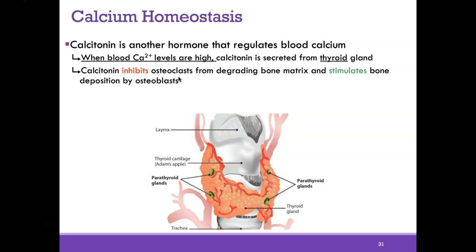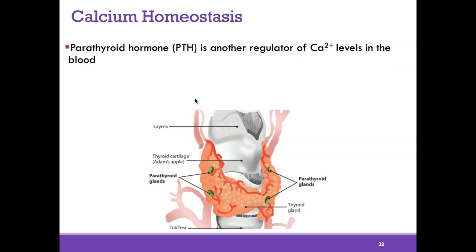So calcitonin will inhibit osteoclasts, making sure they don't degrade any bone matrix, and it will stimulate osteoblasts. So the osteoblasts will start taking the calcium from the blood and putting it into bone. So remember, calcitonin we need when blood calcium levels are too high. Calcitriol we needed when the calcium levels were too low. So these are doing opposite things. And again, calcitonin is released from the thyroid. So we said it inhibits osteoclasts and stimulates osteoblasts.